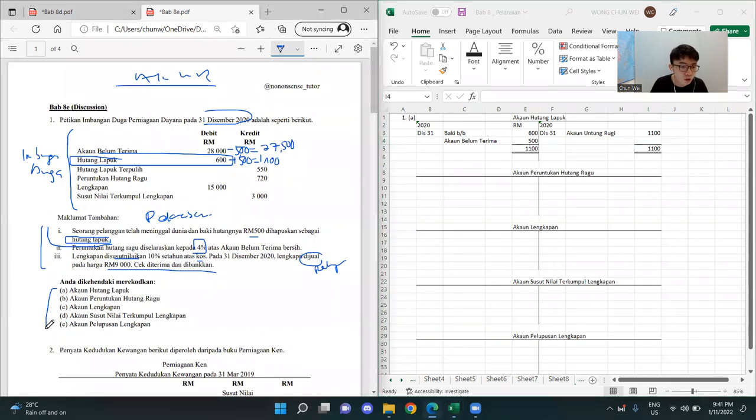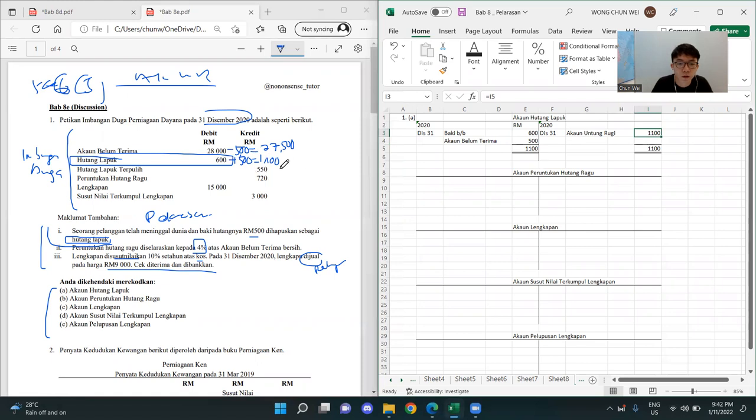But why do we have to learn all this ledger? Because in your kertas duo, there are about 5 to 6 questions. There are 6 questions to be precise. And you have to choose 5 questions, isn't it? So from there, 1 or 2 questions, you have to do ledger for the pelarasan. That's why you have to learn how to do the account for it. All right? That's why here, it becomes 1,100. Okay, and I have to minus out from this ABT. Right? So done for one.